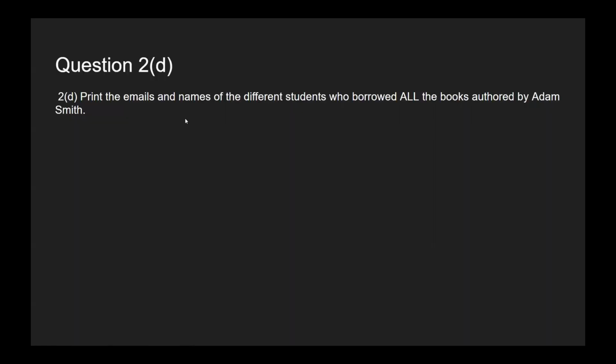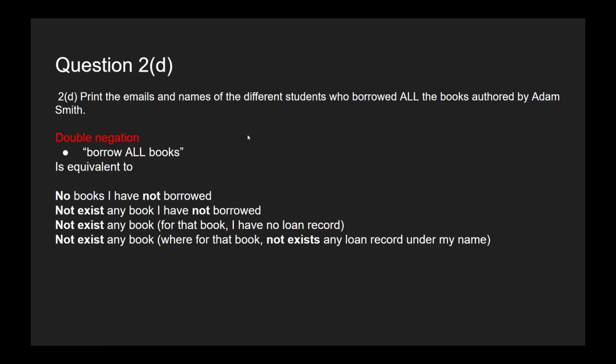All right, now moving on to question 2D. Print the emails and names of different students who borrowed all the books authored by Alan Smith. The idea is using double negation. We only have 3 minutes left, so I'm gonna speed up. If I manage to not complete it within time, then just use the same link and return.